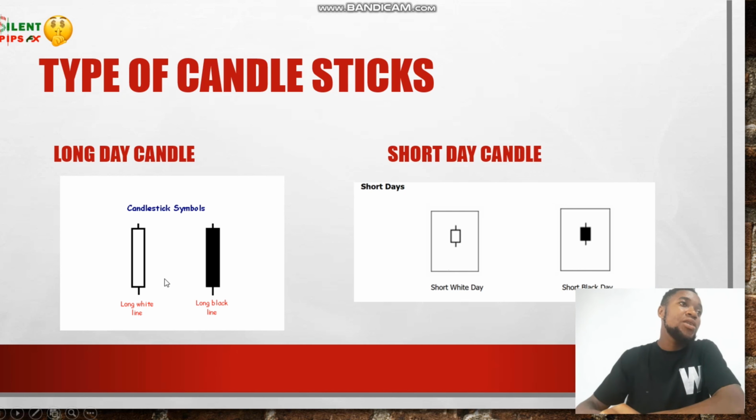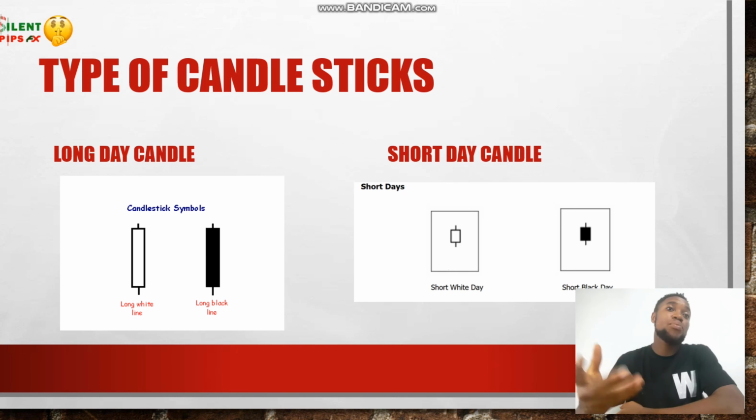Now looking at the structure, a long candlestick indicates momentum in the market. In the case of a long white candlestick, the bulls are having momentum in the market. So for a long black candlestick, the bears have momentum in driving the market. You see this type of candlestick, there is high potential for the market to move in this particular direction.